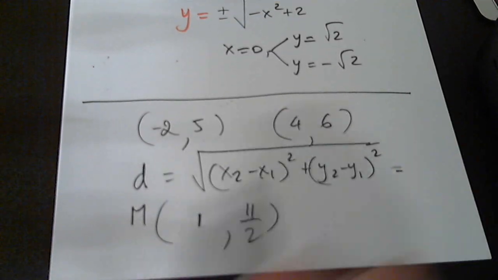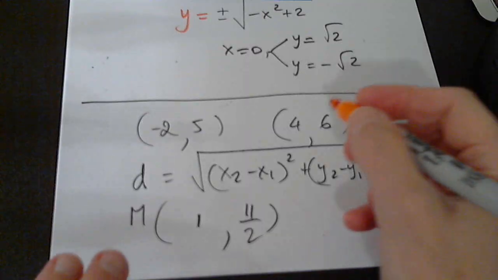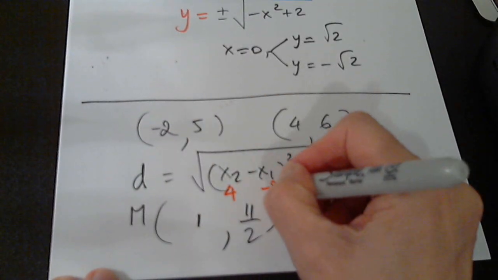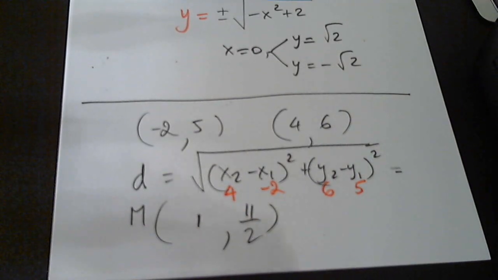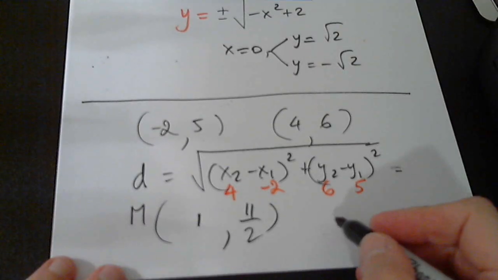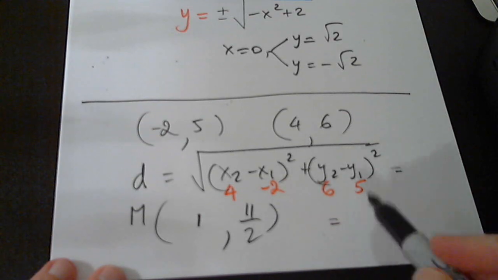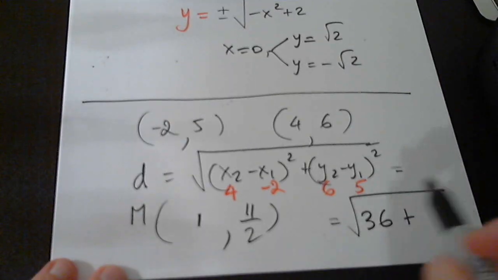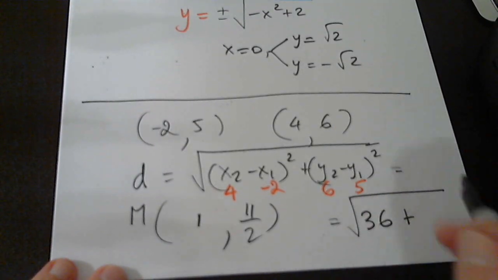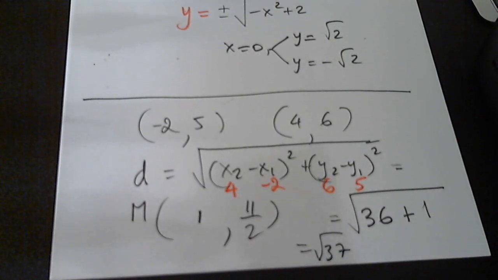Okay, so what I do now, I will write them like I like to do. I hope you like this method. Write them underneath so you don't make a mistake. 4, -2, 6, 5. If you do that, moving forward will be easy. So 4 minus -2, this is 6. When I square 6, I get 36. Plus 6 minus 5 is 1, but 1 squared is 1. So the answer is the square root of 37. Done.